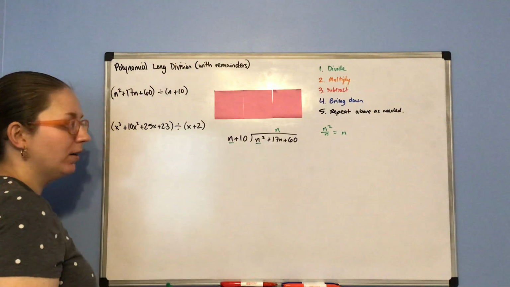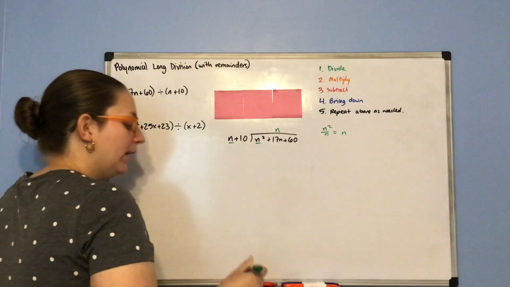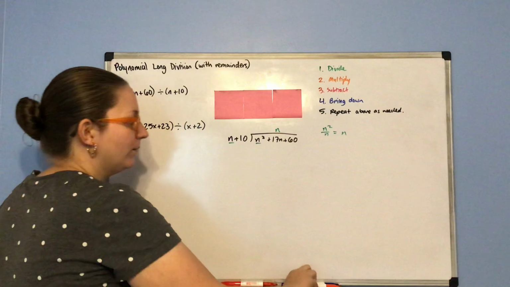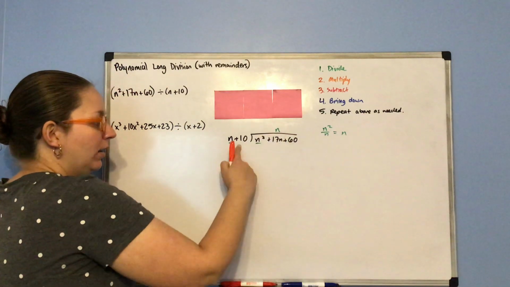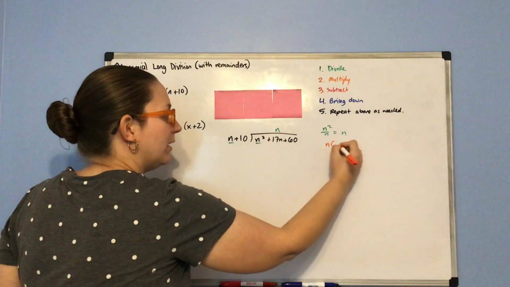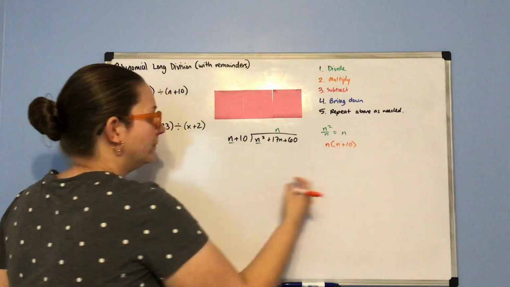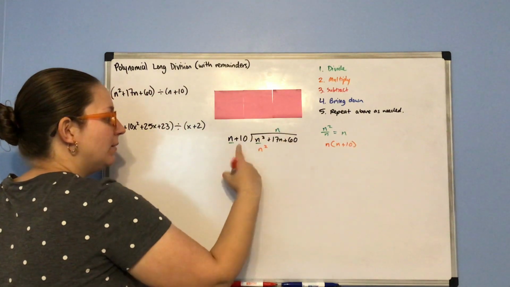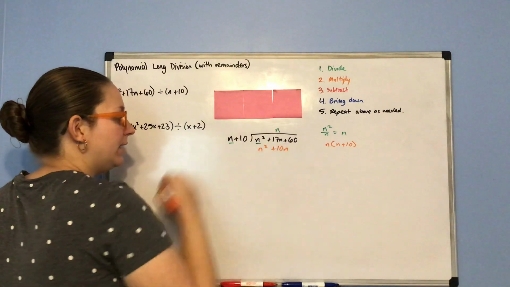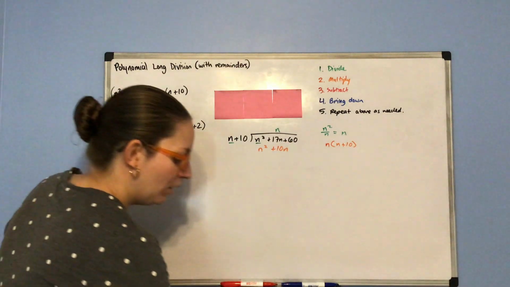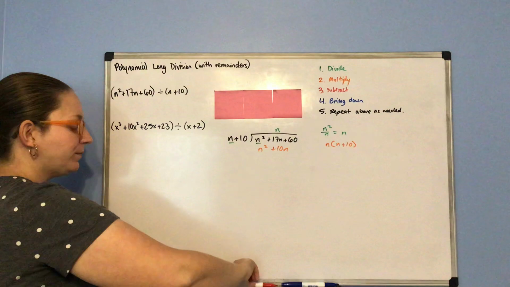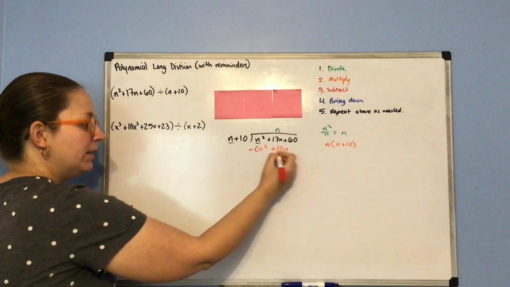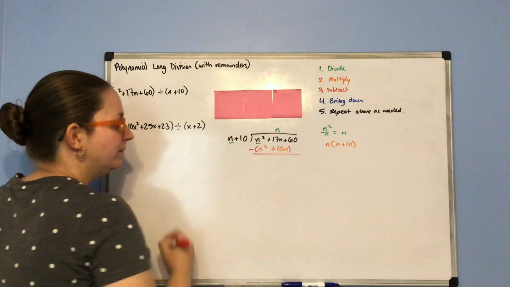It'll eventually be part of our answer. Now, going on from here, I need to multiply that n by the stuff on the outside. So I'm thinking n times n plus 10. N times n is n squared. N times 10 is 10n. Once I've done my multiplying, I'm going to subtract. So big minus sign in front.